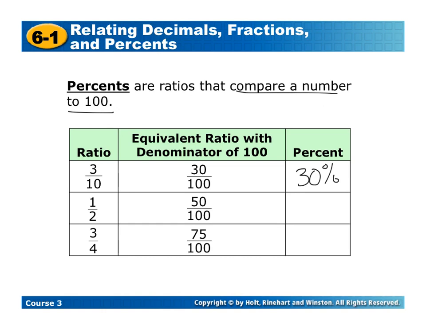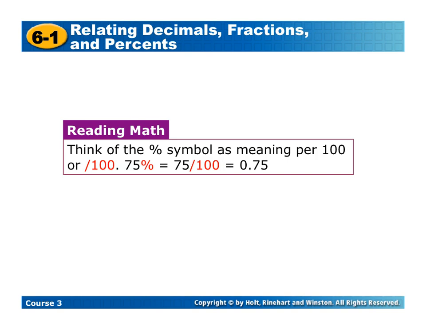1/2 is the same as 50 out of 100, or 50%. And 3/4 is 75 out of 100, or 75%. So what we need you to do is really think of the percent symbol as meaning per 100 or over 100. So 75% is really 75 over 100, or 75 hundredths written as a decimal.